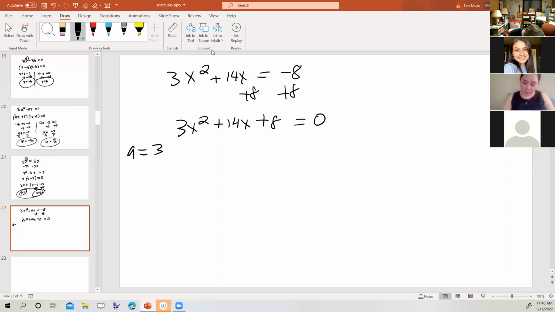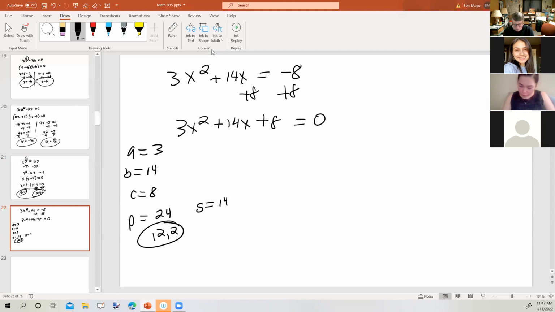Okay, so a is 3, b is 14, c equals 8, the product is 24, and the sum is 14. How about 12 and 2? 12 times 2 is 24. 12 plus 2 is 14. So I'm going to take this trinomial on the left side of the equation and apply factoring by grouping. So I've got 3x squared plus 12x plus 2x plus 8 equals 0.